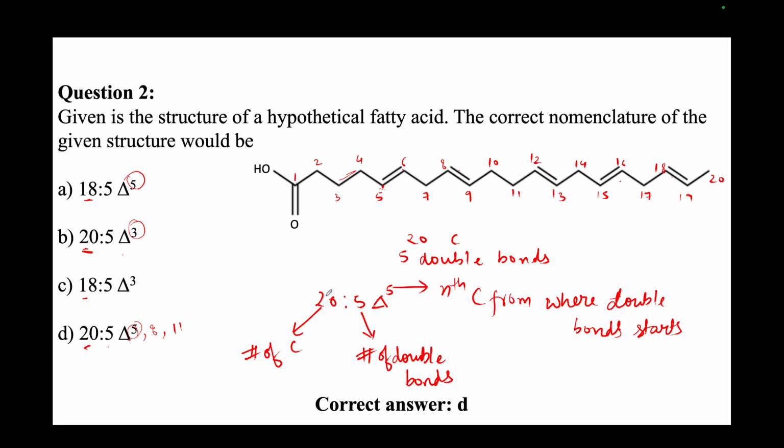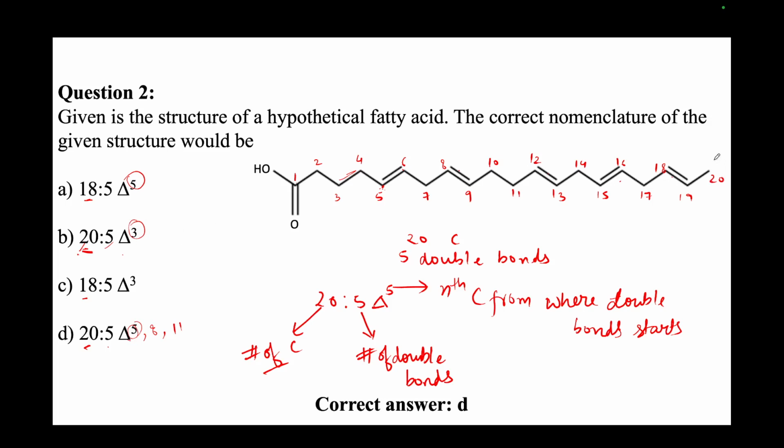If you have a nomenclature like that, number of carbons is the first thing. So you were right about option B, 20 was correct. Number of double bonds is the second thing. So 1, 2, 3, 4, 5. So even 5 was correct. The only thing you were wrong about was from which carbon the double bond is starting.